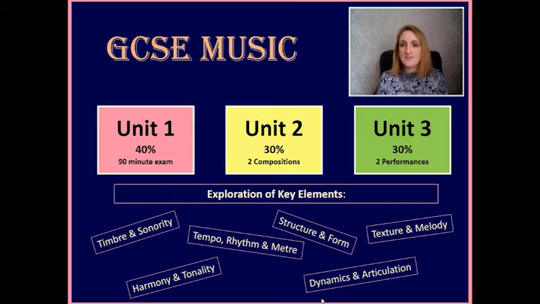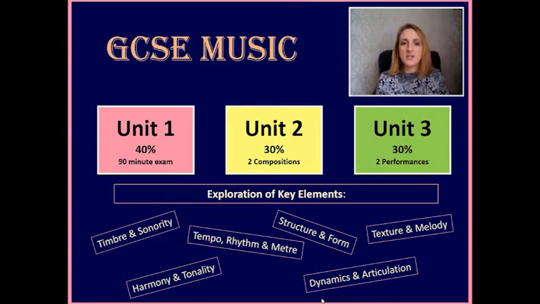GCSE music is divided in between three different units. Unit 1 is the largest unit, and that's 40%, and it is assessed through a 90-minute exam at the end of the course. Unit 2 is 30%, and that involves you submitting 2 compositions, and Unit 3 is 30% as well, and involves you submitting 2 performances.